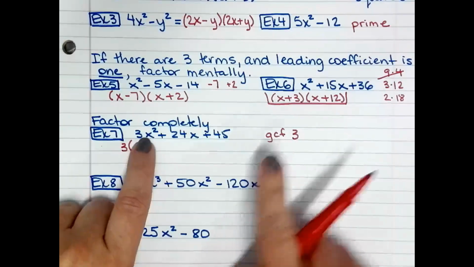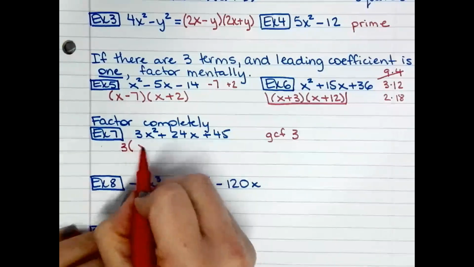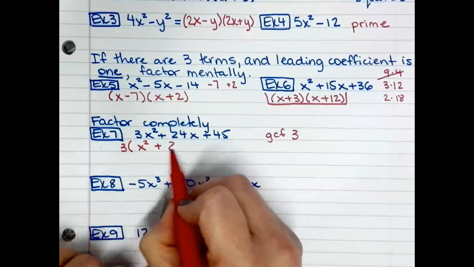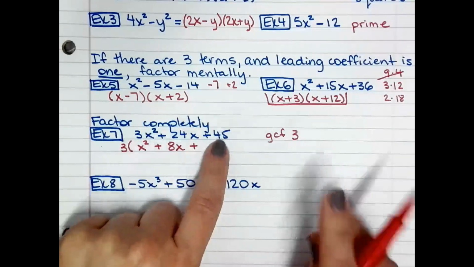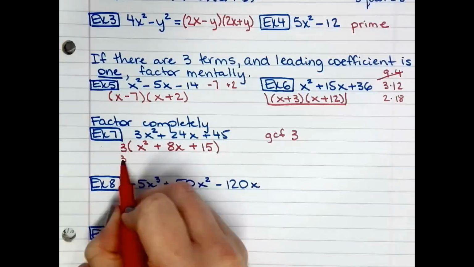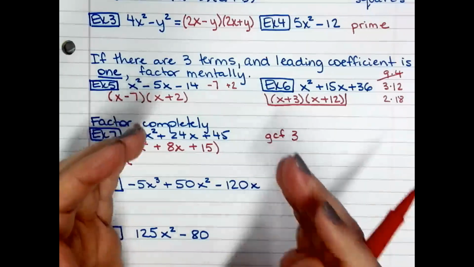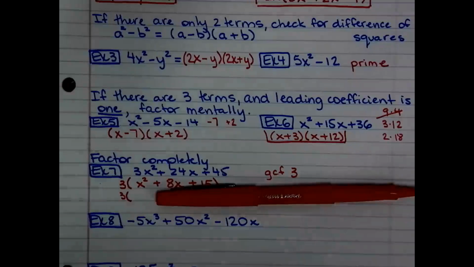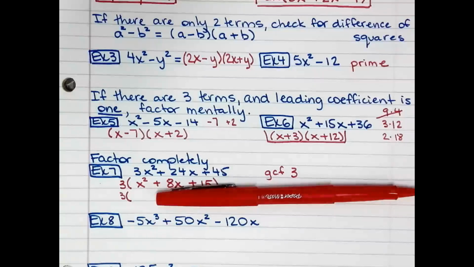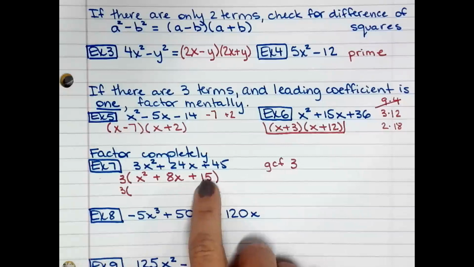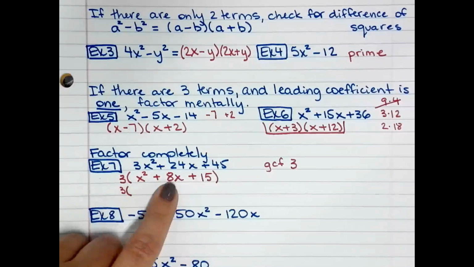You're dividing 3x squared divided by 3. You get x squared. 24x divided by 3, 8x. 45 divided by 3, you get 15. Now, the leading coefficient right here in parentheses, I have 1. So I will factor mentally like we did for number 5 and number 6. So for number 5 and number 6, I was looking for 2 numbers that multiply to 15 and same 2 numbers that add up to 8.